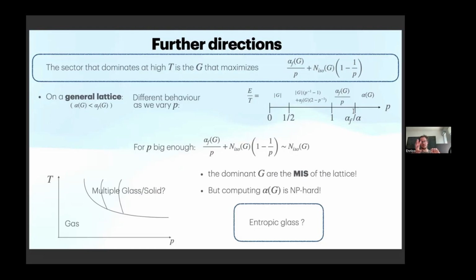I have some backup slides, so if people are more interested, I can show how to actually prove this. But this is a good point to stop in a self-consistent way.